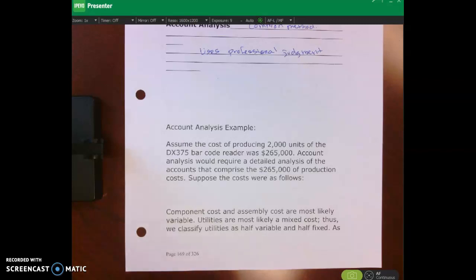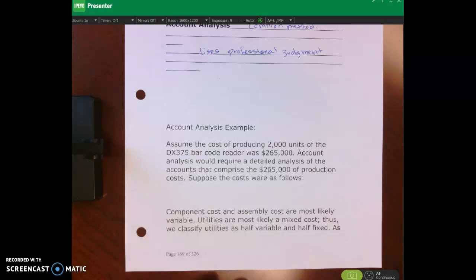In this video I'm going to talk about the example right here on how to do account analysis. In the prior lecture video I went over what account analysis is at a conceptual level. Now we're going to look at an example problem with account analysis, and then we'll also talk about the Scattergraph approach, and then we'll also talk about HighLow.